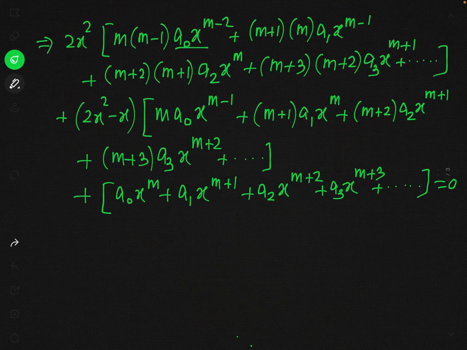Similarly, we will substitute k equal to 1, and so when we substitute k equal to 1, the term will be (m plus 1) into m into a1 x to the power m minus 1. Now we will substitute k equal to 2.